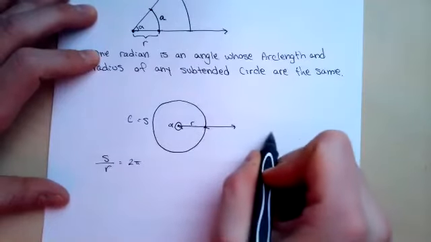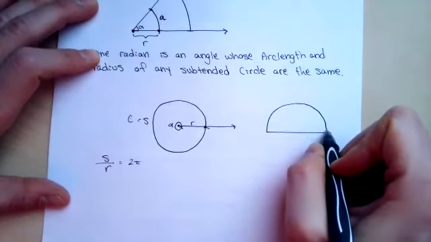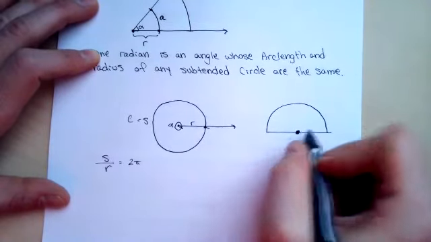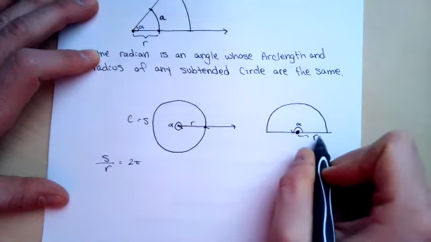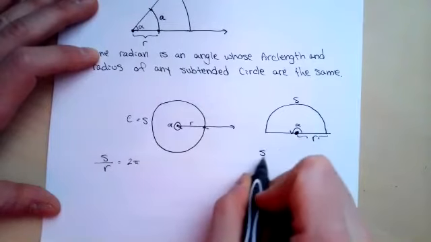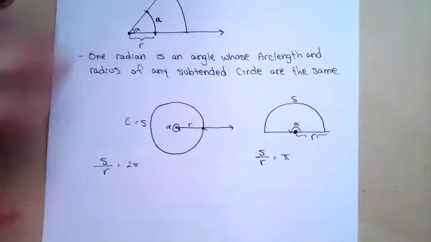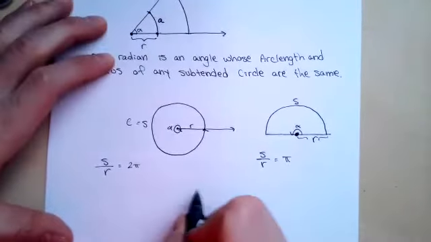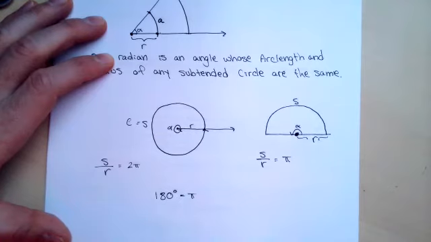Which also implies that halfway around the circle is going to be pi. And this gives us our conversion factor. So if we want to convert now from degrees to radians or vice versa, we're going to take advantage of the fact that 180 degrees is pi radians.